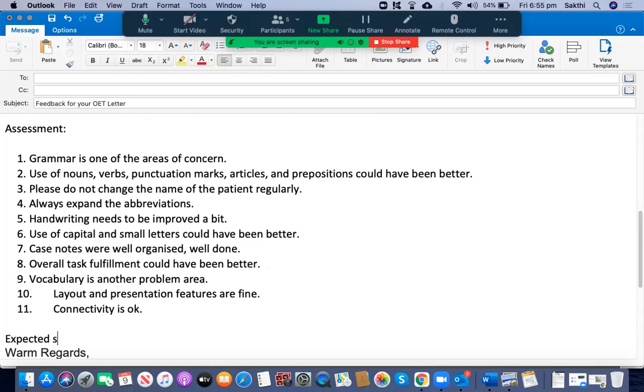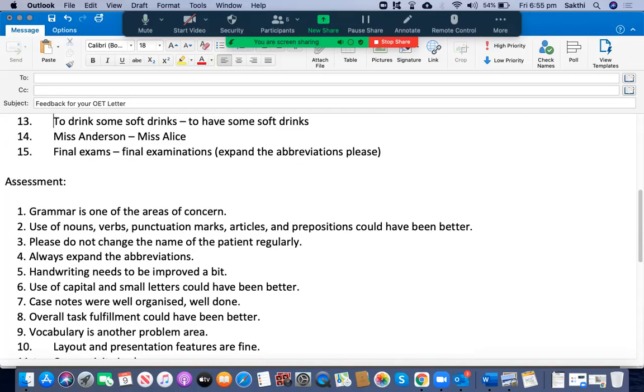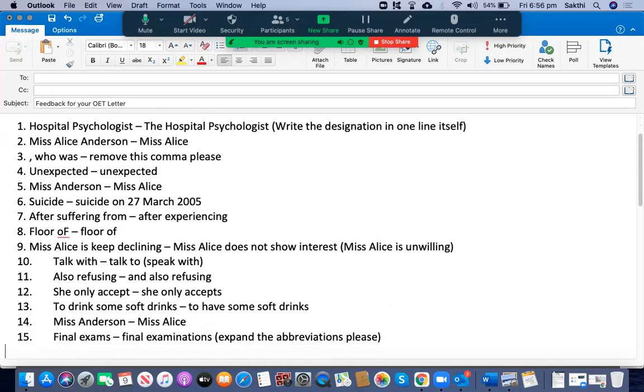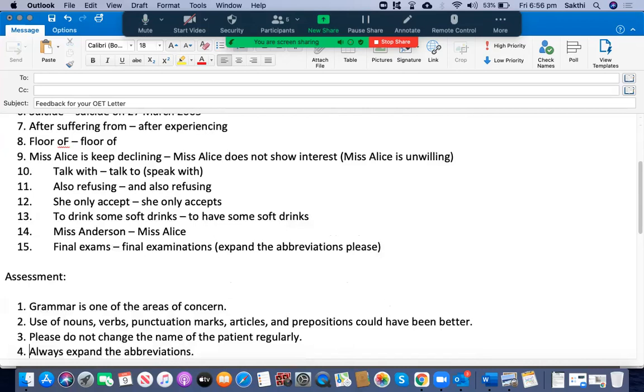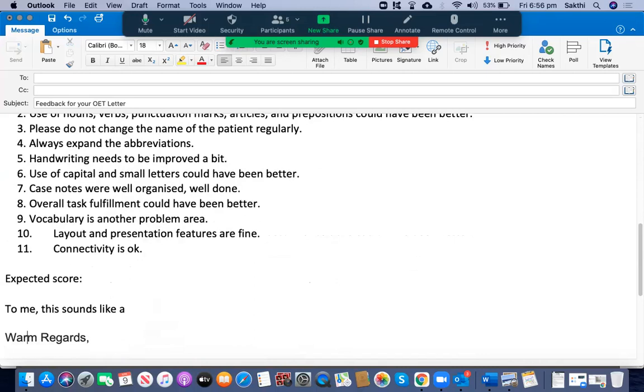Let me give you the expected score. Let me go through the errors now and their severity. Changing the name is not good. Using the punctuation marks is not good. Capital letters, small letters, no. And the way you have placed the order of words isn't up to the mark. The way you have written the capital and small letters could have been much better. Apart from that, it's not that bad. To me, this sounds like a 280 out of 500 grade letter.